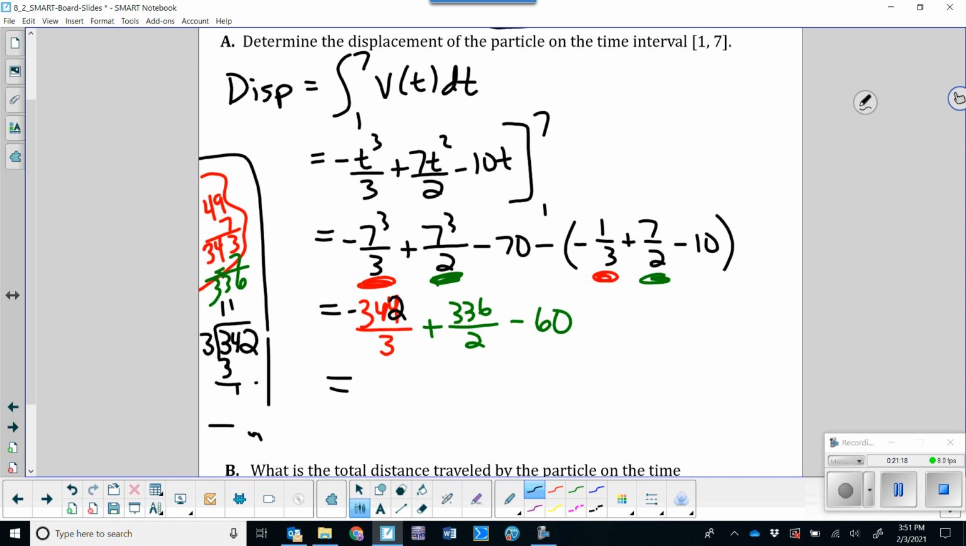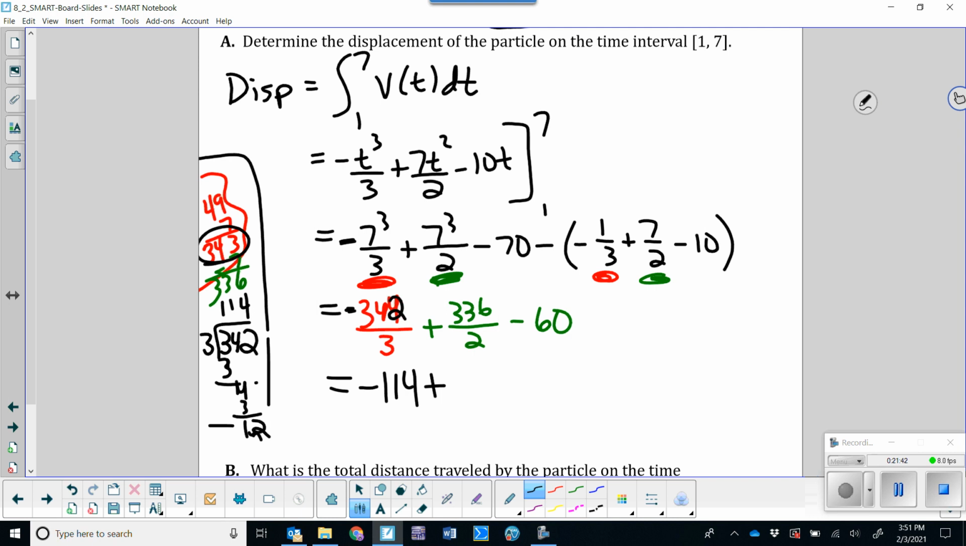So this is negative 342. Sorry, I was doing my multiplication over here and I didn't pay attention that this was negative. Okay, so this is negative 342 over 3. Now when I divide, I will be able to get my answer here, which is 114. So this is negative 114.